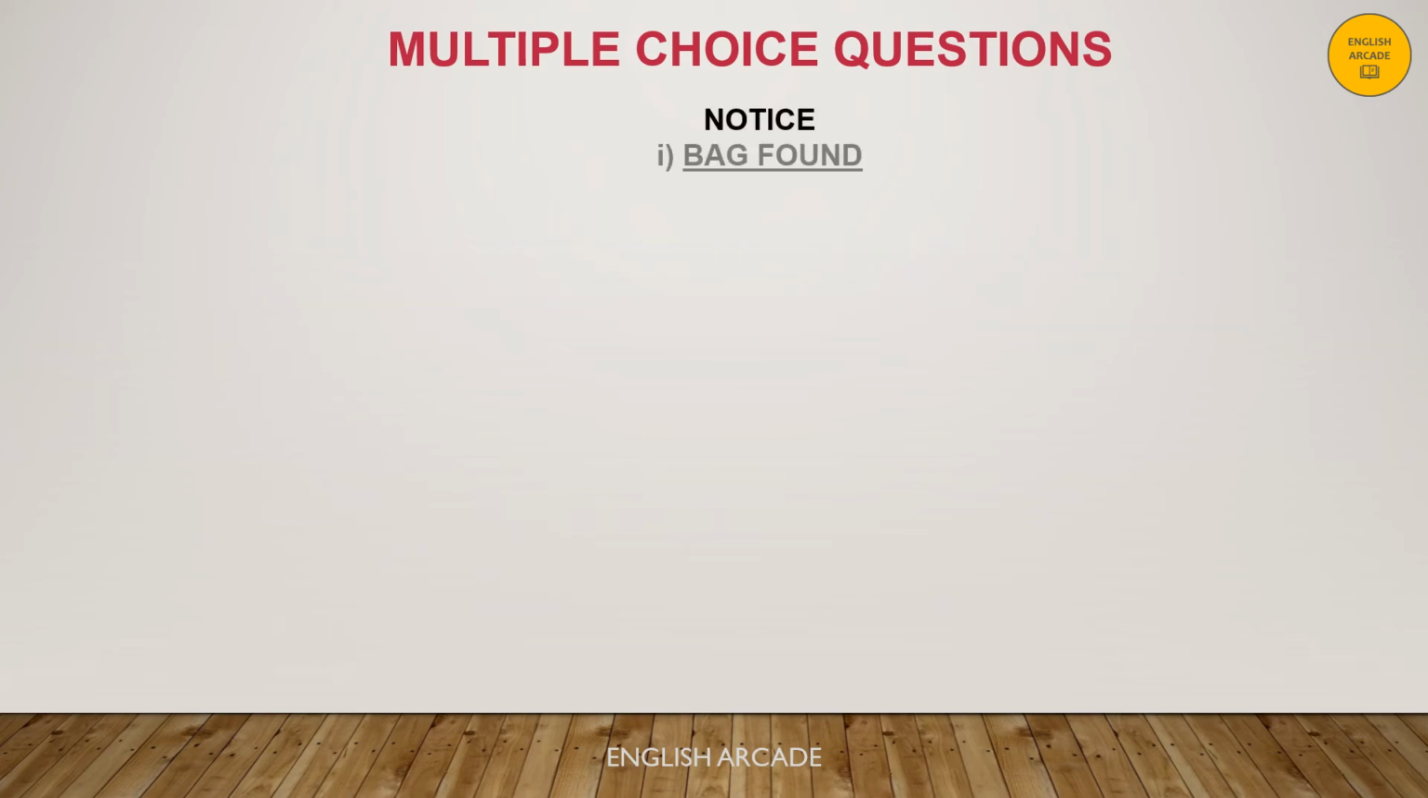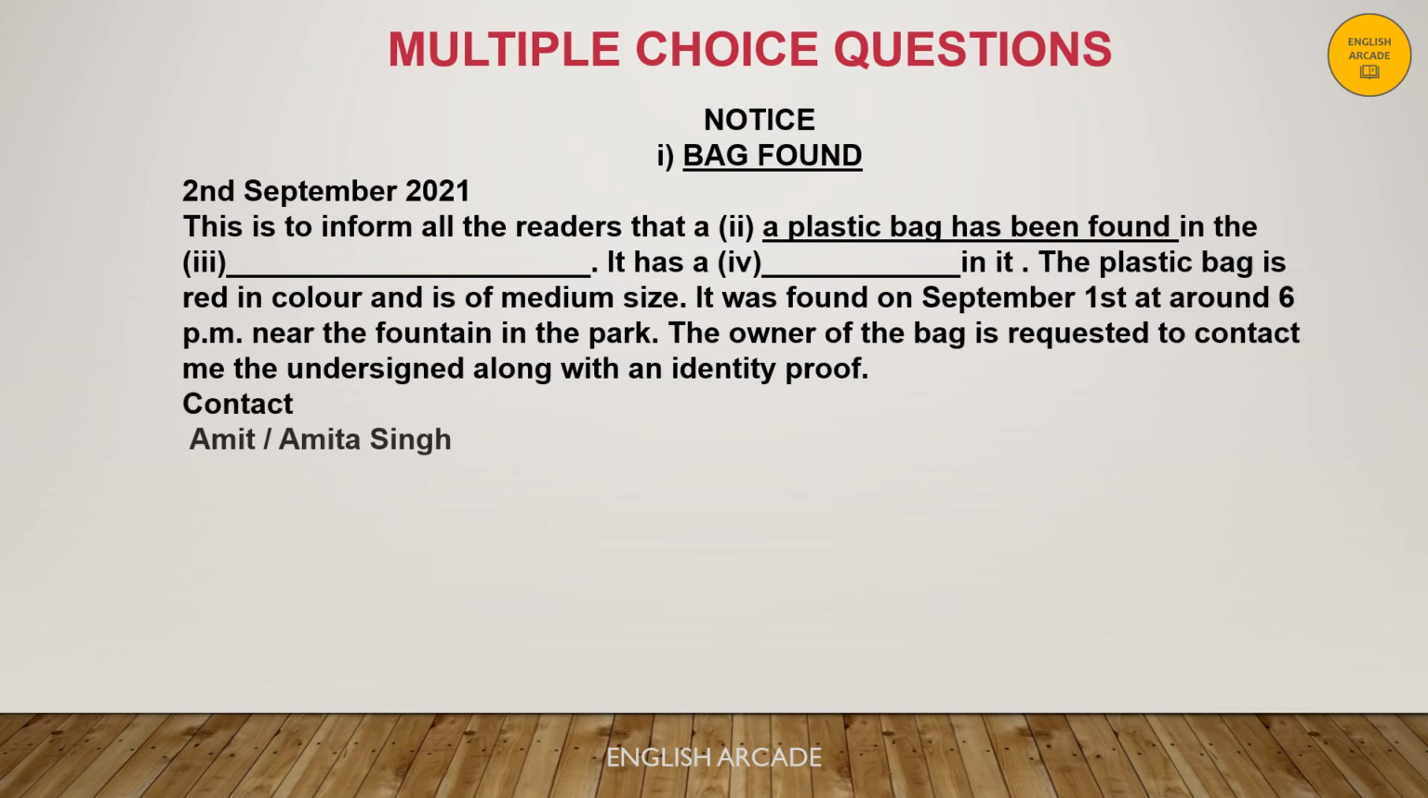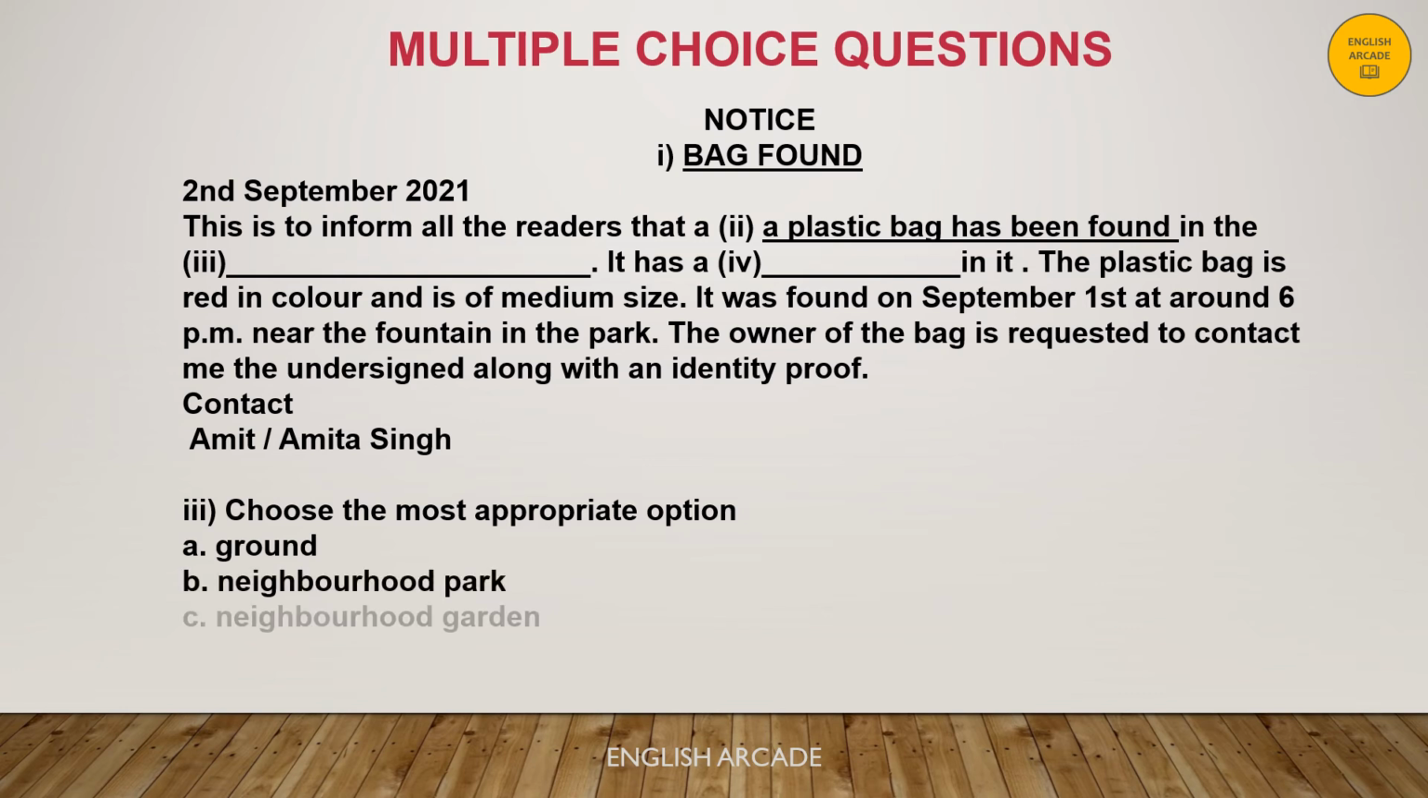Let's fill up the third blank now. This is to inform all the readers that a plastic bag has been found in the, and the options are A. ground, option B neighborhood park, option C neighborhood garden, option D road. So if you refer to the question, it clearly states that the plastic bag has been found in the neighborhood park. So the correct answer is B, neighborhood park. A plastic bag has been found in the neighborhood park.